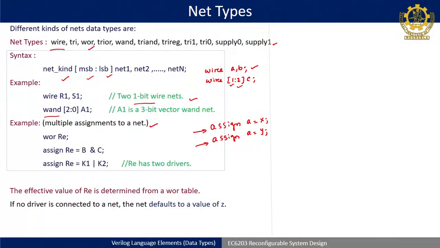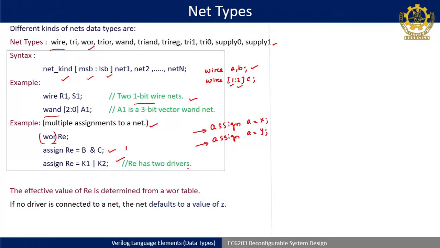So, if you want to do multiple assignment on a net, like here we have written, you can't use a wire data type or wire net type. You have to use wor. Here I have written the same thing, like RE assigned to B and C, and somewhere RE is assigned to K1 and K2. These two are possible if your data type is wor. As the name indicates, if two values are assigned, let us say first I am getting RE is equal to 1, then RE is equal to 0. As it is wor, 1 or 0 is 1. As a simple conclusion, RE is equal to 1.